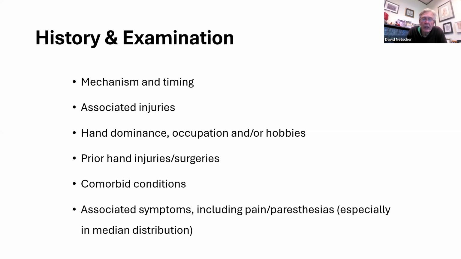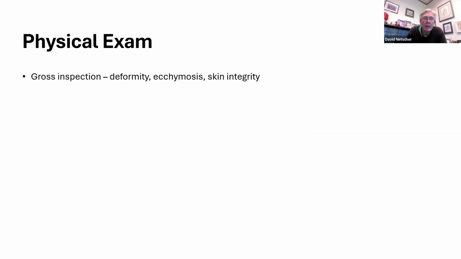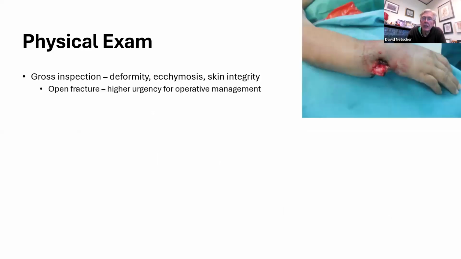But now, particularly when we evaluate the extremity itself, associated symptoms, and the most important is looking for potential nerve entrapments and nerve injuries, and so that involves pain and paresthesias. So the gross inspection is, first of all, we look at the deformity, and we can almost tell by looking at the deformity what the X-ray is going to look like. How much associated bruising, is the skin intact or not? Because clearly an open fracture needs much more urgent intervention and operative management.